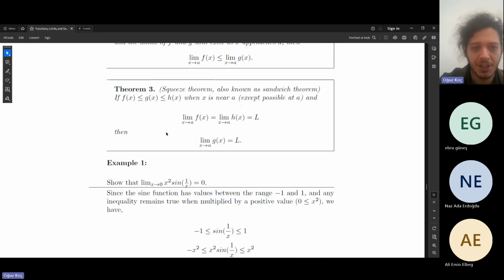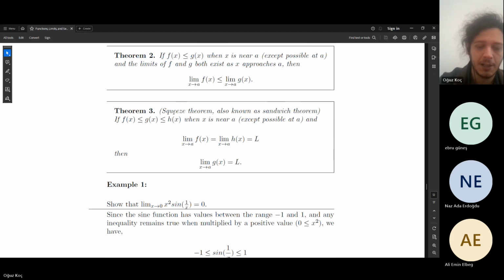And then we have theorem 3, which uses theorem 2. As we already said, it's the squeeze theorem, also called the sandwich theorem. If f of x is smaller than or equal to g of x, and it is smaller than or equal to h of x, when x is near a, except possibly at a, and if the limit of f of x at point a and the limit of h of x at point a are both equal to L, then we say that the limit of g of x equals L.